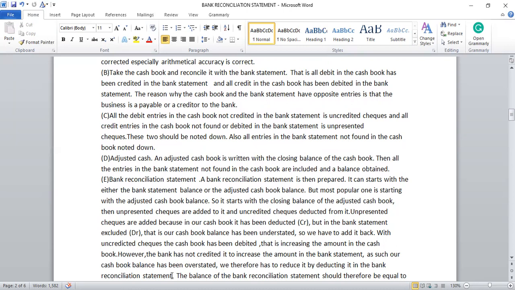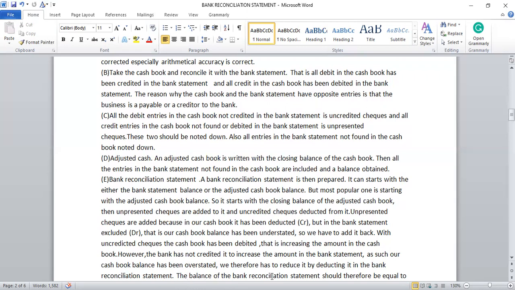This also applies to the uncredited checks. The reason why you have to deduct is that you have increased it. In your cash book, you have debited it, that's increased it, but in the bank, it has not been increased. So it has been overstated. So it has to be deducted from it. Okay.